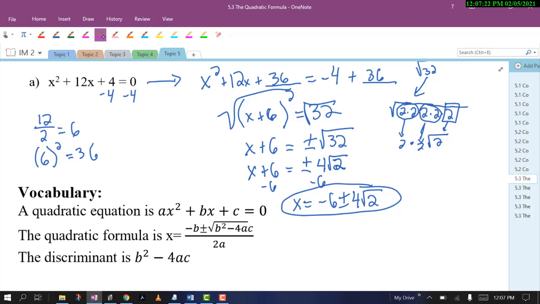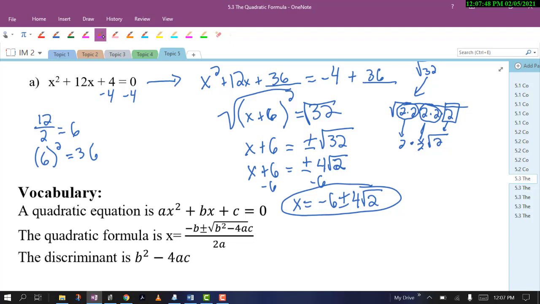So vocabulary in this next section, quadratic equations are ax squared plus bx plus c equals 0. That's what we've been doing pretty much the whole year. The quadratic formula tells us how to get zeros without factoring, without using the square root property, without completing the square. It's just a formula and you plug it in.